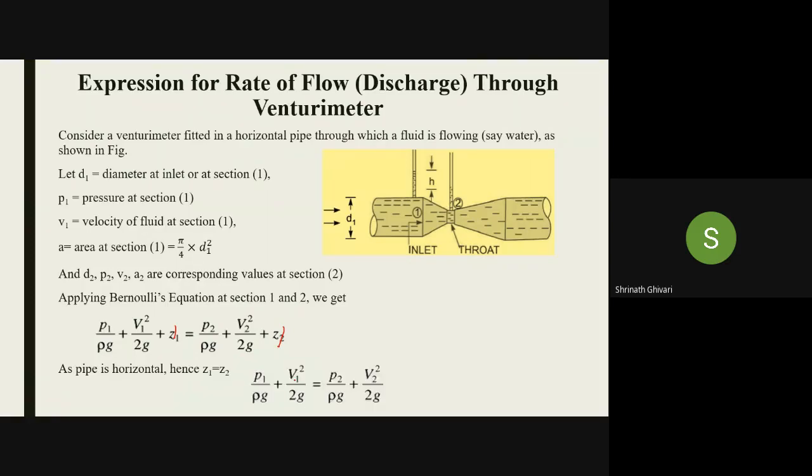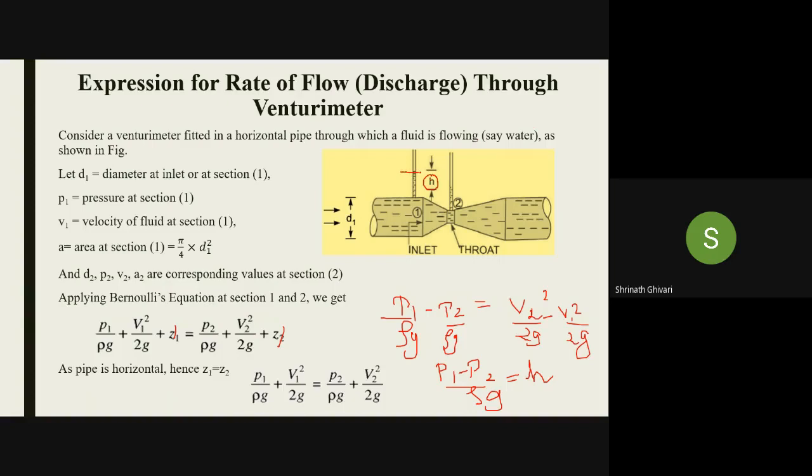Now, to get an equation, we have to write it like this. We have written P1 by rho g plus V1 square by 2g and everything, so we have to just interchange. So P1 by rho g minus P2 by rho g equals V2 square by 2g minus V1 square by 2g. This will be the equation which we are getting. I can write this P1 minus P2 by rho g as the difference in the pressure head, H. You can see here.